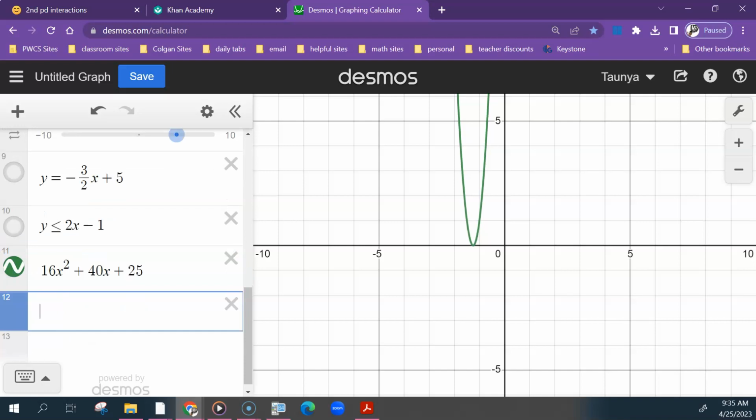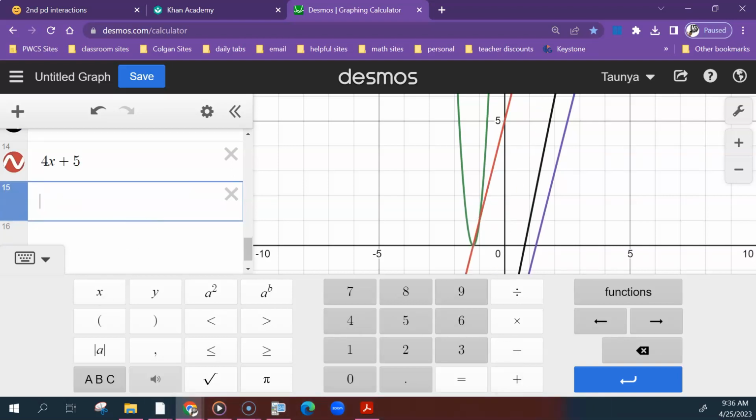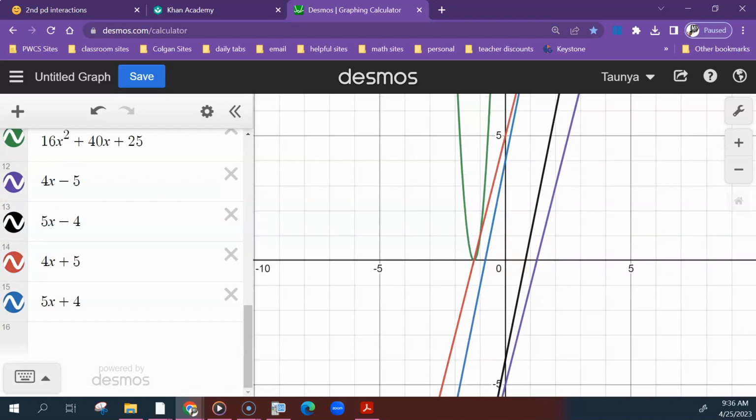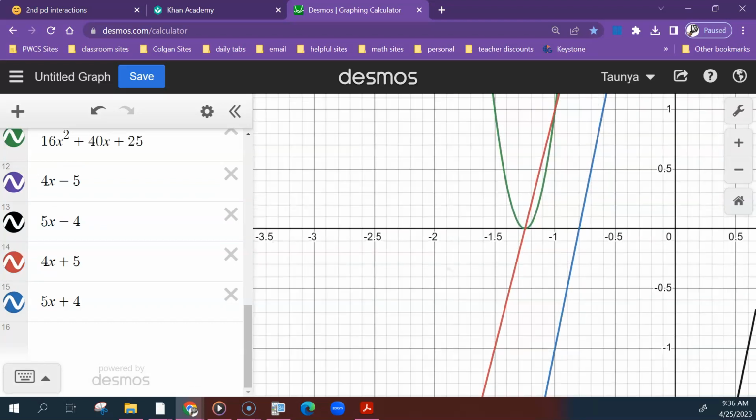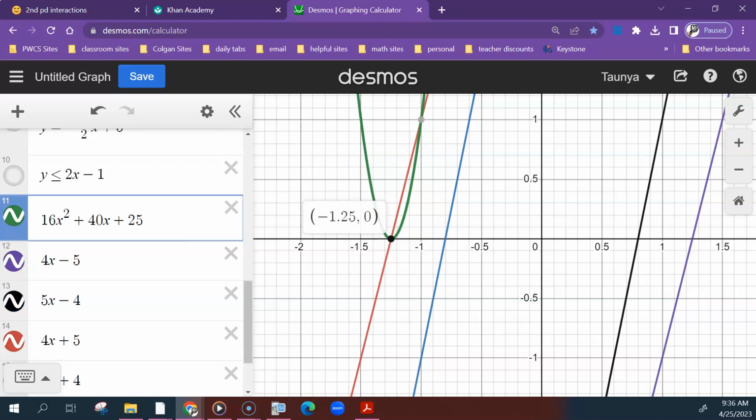For that number one, when it's asking which is a factor, if I were to put in the answer choices, 4x minus 5, 5x minus 4, 4x plus 5, 5x plus 5. The factor is going to be whichever goes through your x value of whatever the original is. So without solving this, I can say that 4x plus 5 is going to be my answer. It's the only one that goes through my original at my x and up.